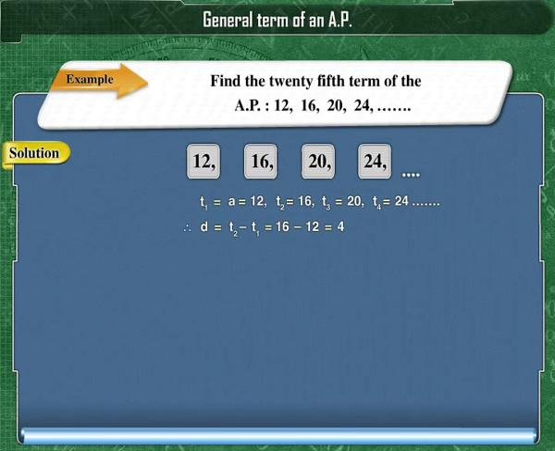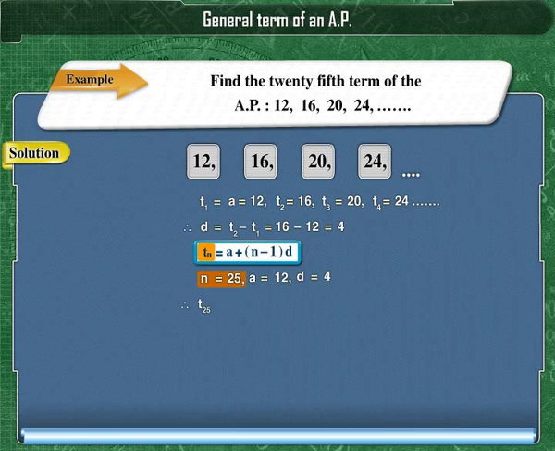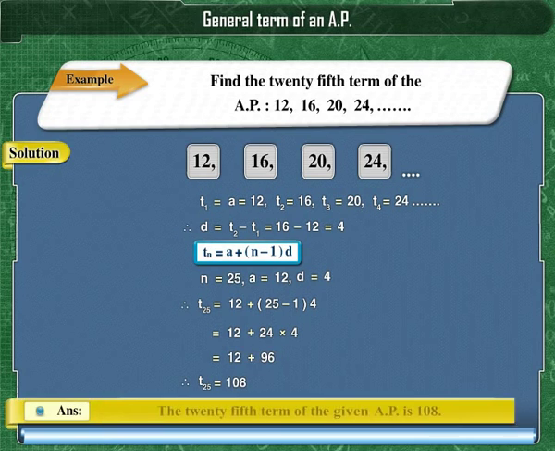We know that Tn is a plus (n minus 1) into d. Substituting n is 25, a is 12 and d is 4, we get T25 is 12 plus (25 minus 1) into 4. On simplifying, we get T25 is 108. Therefore, the 25th term of the given AP is 108.